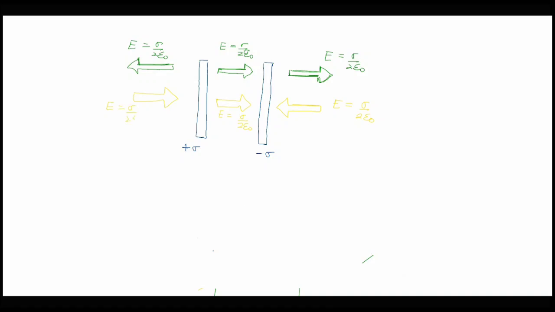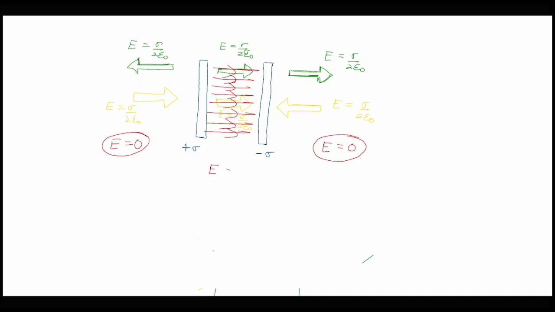So if we consider the net effect, the value of electric field outside will become 0, that is the two electric fields are in the opposite direction having equal magnitude, and will cancel each other. The net electric field will be only between the plates, and the values of the electric field will get added to each other, that is it will become sigma by epsilon naught.